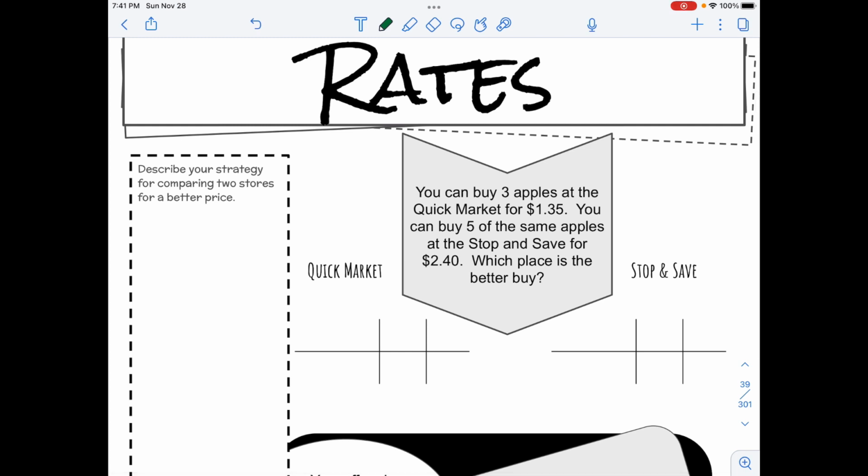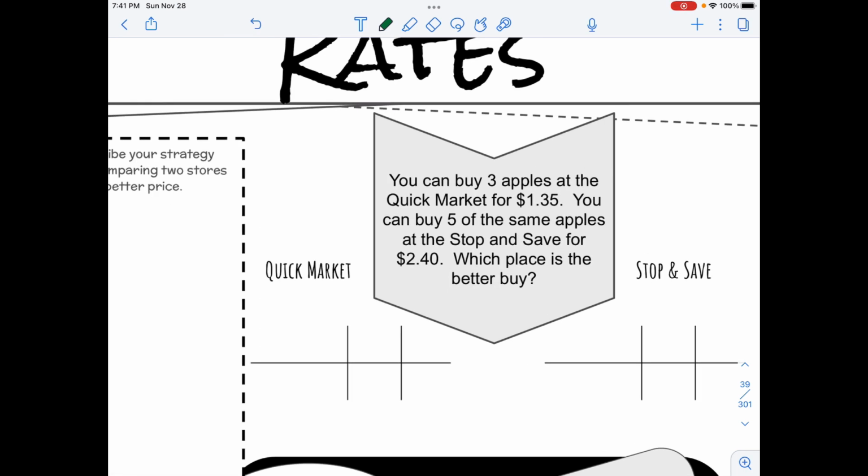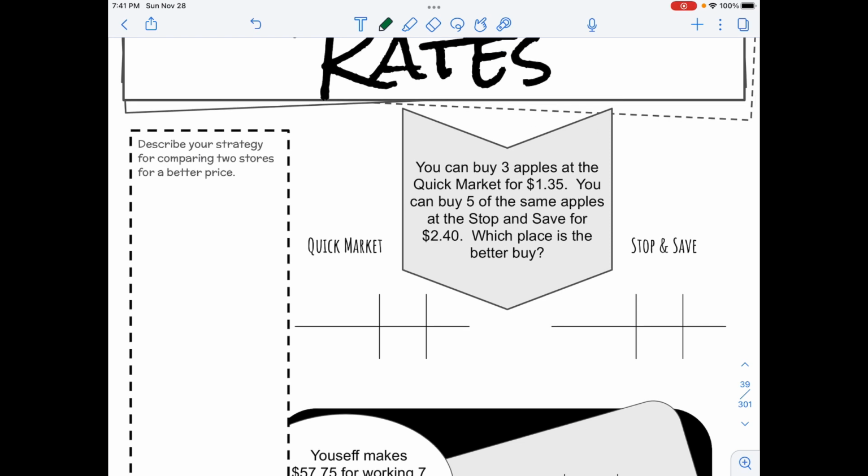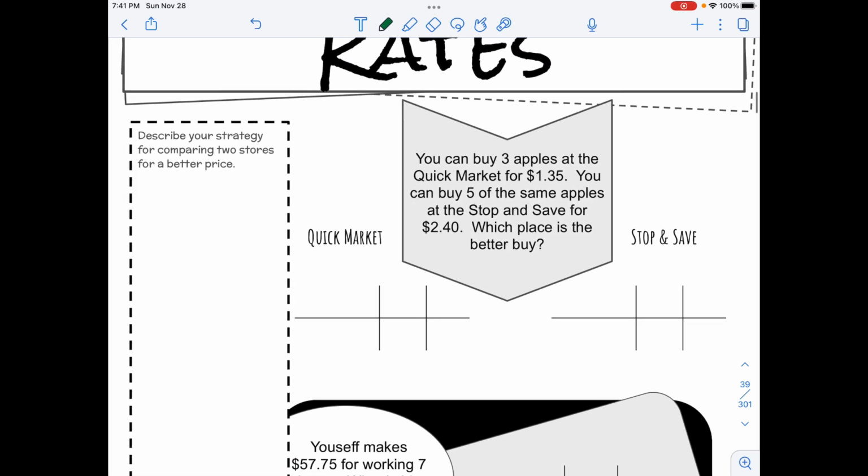All right, now we can compare our rates by finding the unit rate. And that is what we are going to do right here. So in this word problem, you can buy 3 apples at the Quick Mart for $1.35. You can buy 5 of the same apples at the Stop and Save for $2.40. Which place is the better buy?